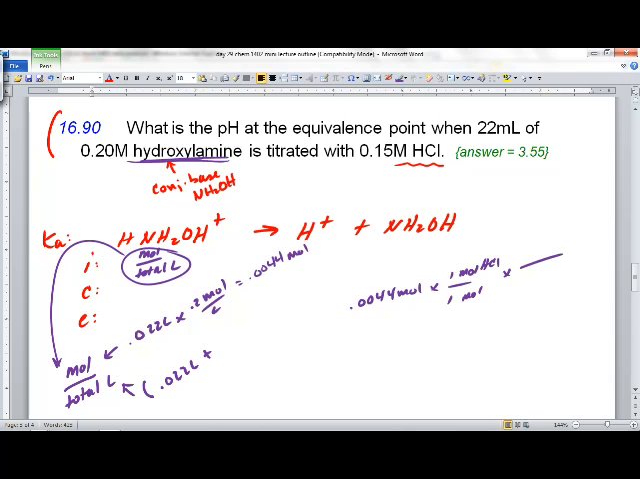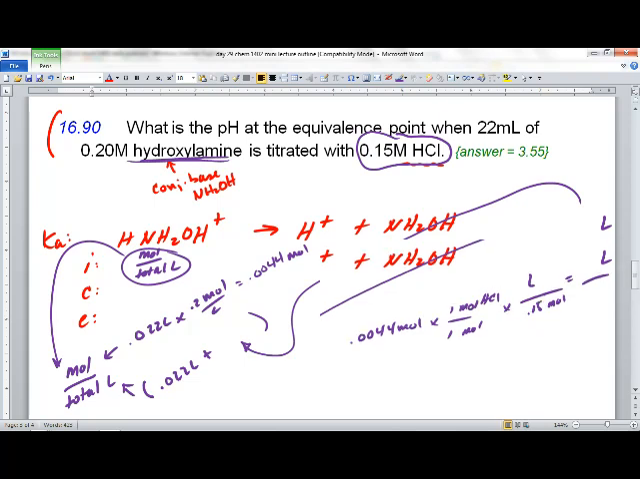Now, how do I get this into volume? 0.15. You see where Pablo's looking? You have to use the concentration of the HCl to convert moles into volume. And he said put it on the bottom. He's right. Otherwise, that moles isn't going to cancel. And that's where we'll get our second liter, and that's what we'll put in right there. So we'll calculate our total volume, divide it into the moles, and we'll have our initial amount. Then we just do ICE. And hopefully we'll get 3.55 for the pH.